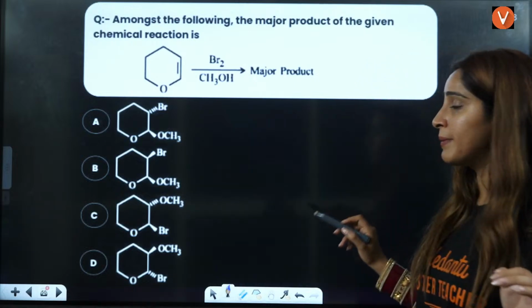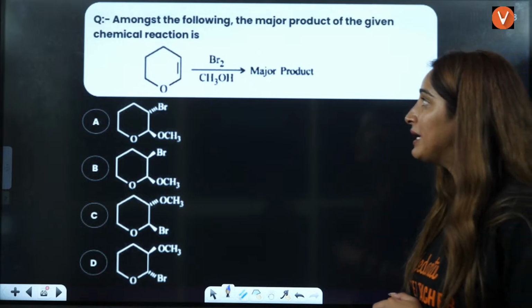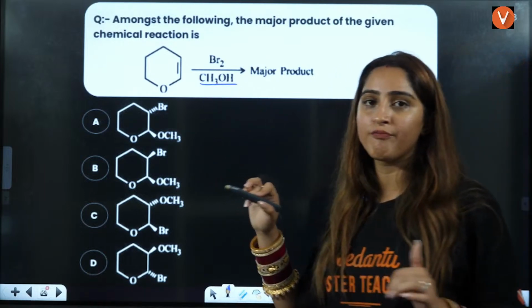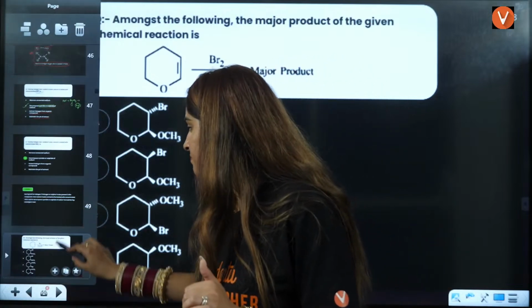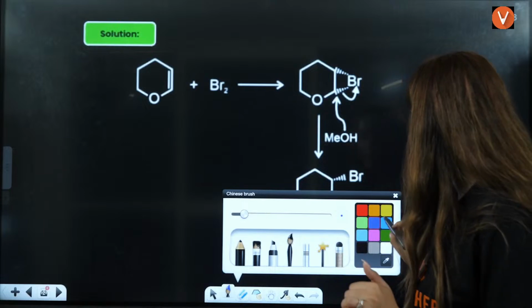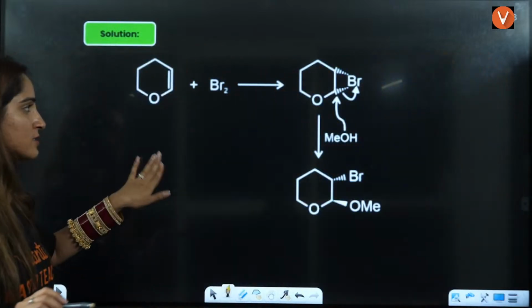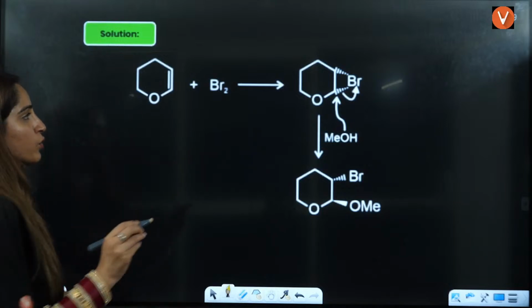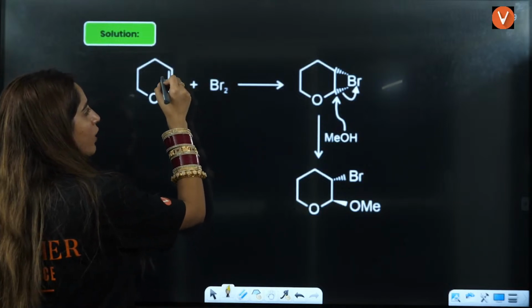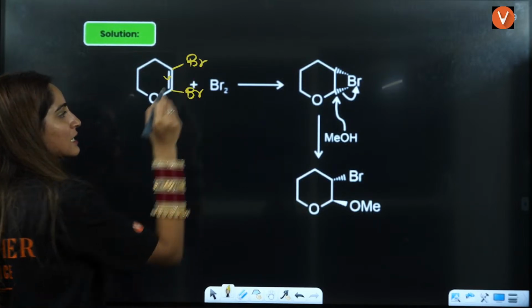Again, whether there will be rearrangement or not is a very, very important part. Br2 in presence of methanol. So let us see what we are going to do here. Whenever you are adding Br2 here, the double bond will break. That is the correct thing to do. So this double bond will break and you will have Br and Br on this side.